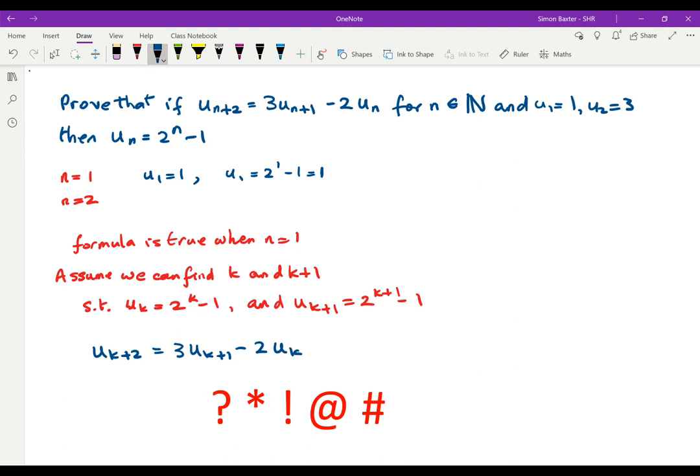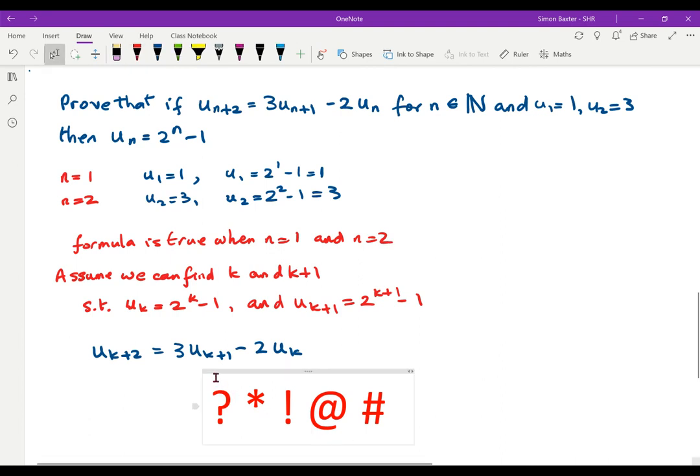If n is 2, then we get u2 is 3, looking at the top line, we know that u2 is 3. It's part of the definition. And from the formula, 2 to the power 2 minus 1, u2 is 2 to the power 2 minus 1, which is 3. So the formula is true when n equals 1 and when n equals 2.